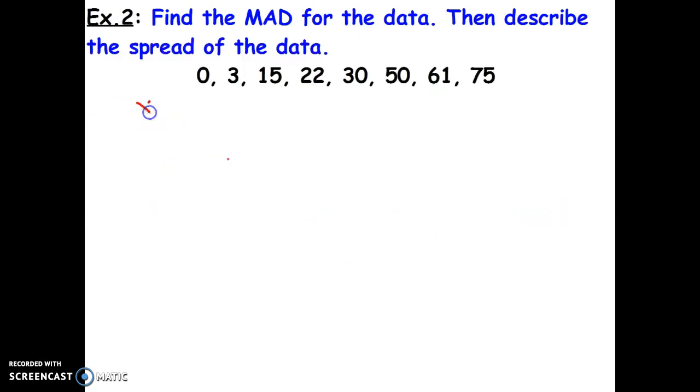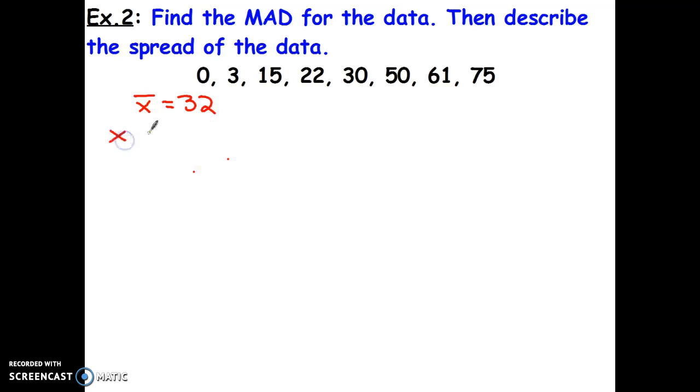Okay, so we know that our first step is to find the mean. So 0 plus 3 plus 15 plus 22 plus 30 plus 50 plus 61 plus 75. I missed my 50. All divided by 1, 2, 3, 4, 5, 6, 7, 8. Divided by 8. 32. So our mean for this data set is 32.